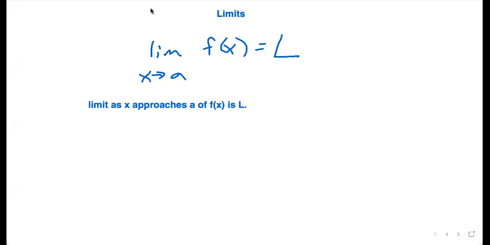Well, it's approaching. So by approaching, that means that it doesn't actually have to be defined at that point. A limit is basically what's going on as you reach that point overall, okay?